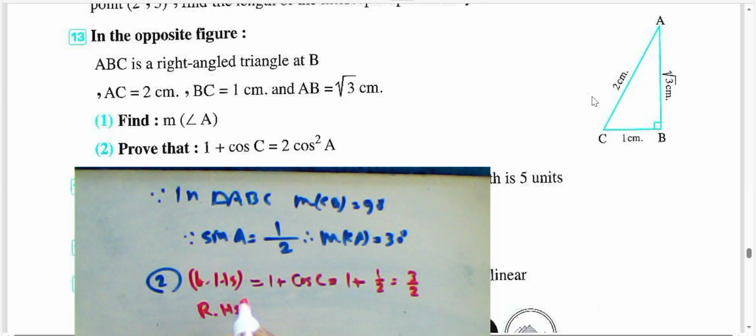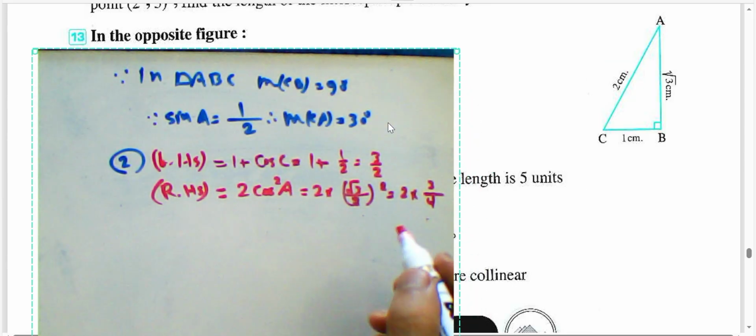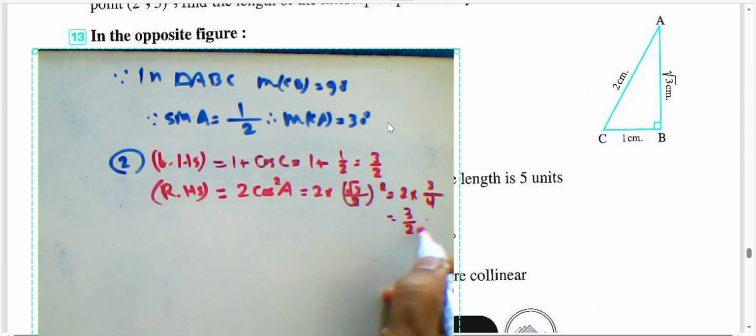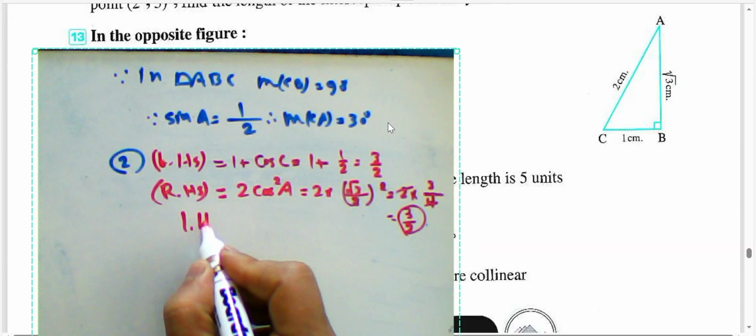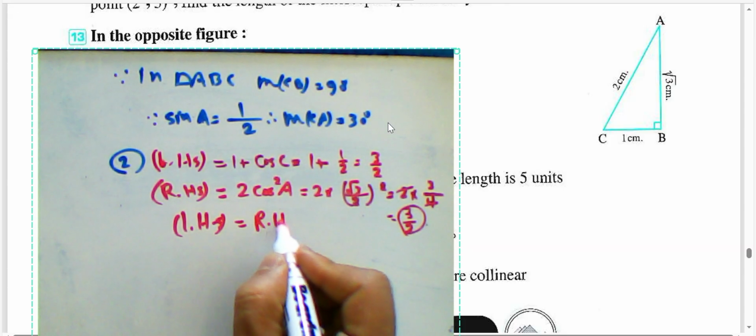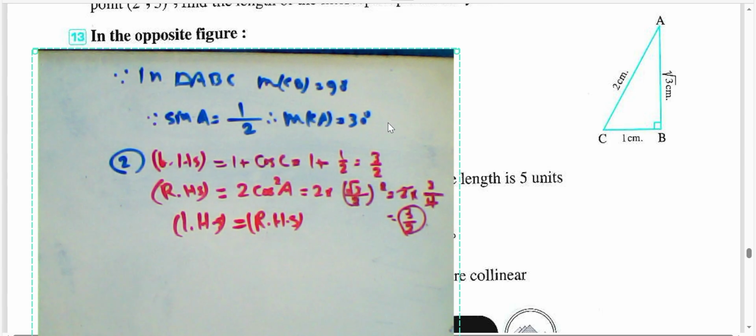And right hand side, we have 2 cosine A power 2 product by cosine of angle A, adjacent over hypotenuse, 3 over 2, all power 2, right? 2 product by 3 over 4, and then you can simplify it. Result will be 3 over 2. Then left hand side is equivalent to right hand side. Okay, they are equivalent.